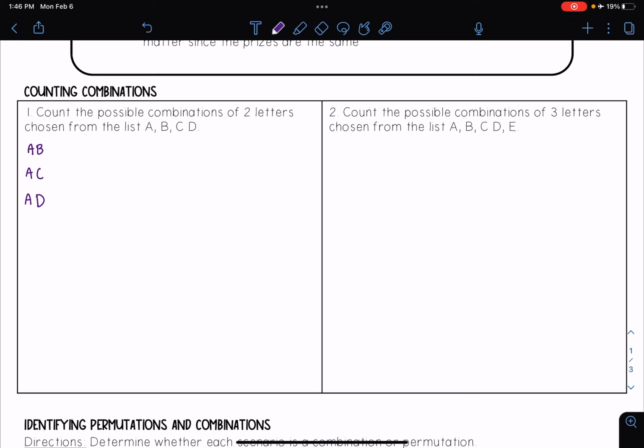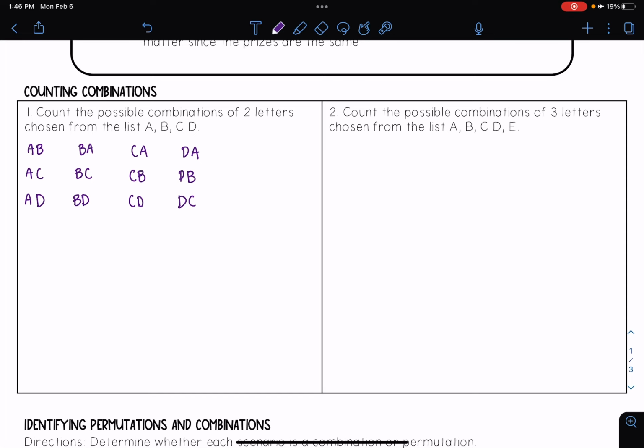If we start with the letter B, we could have BA, BC, BD. Or if we start with the letter C, we can have CA, CB, CD. And then with the letter D, we have DA, DB, or DC. So those are all the permutations, but we want to list the possible combinations.